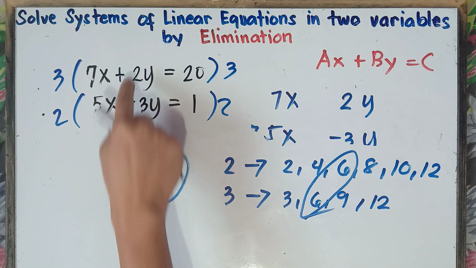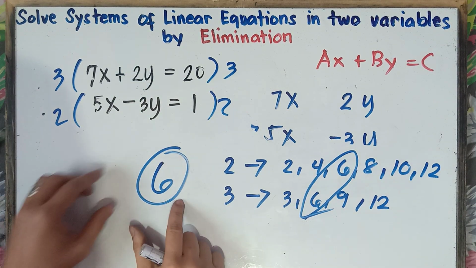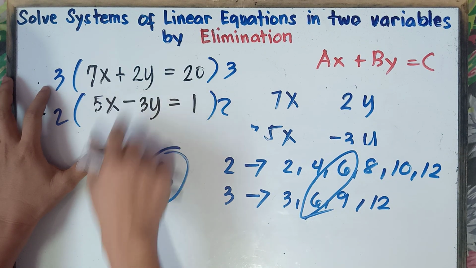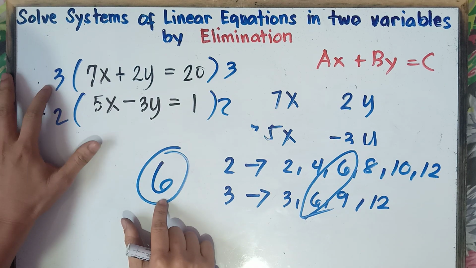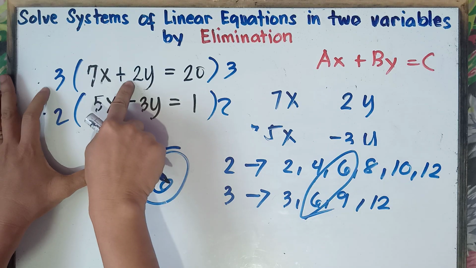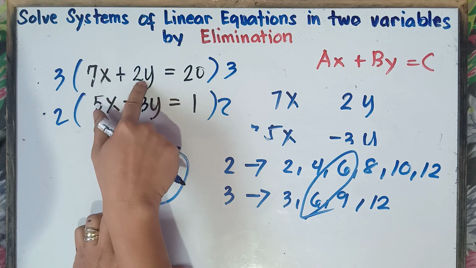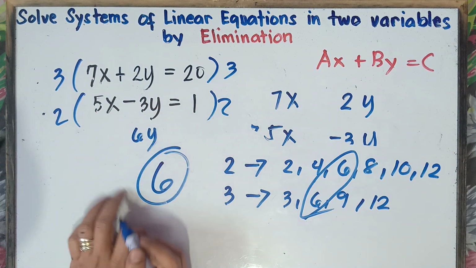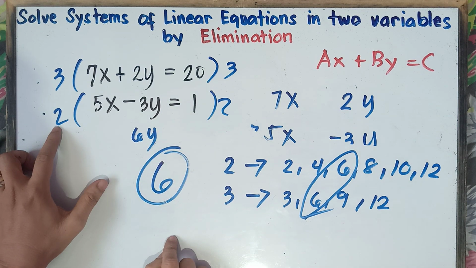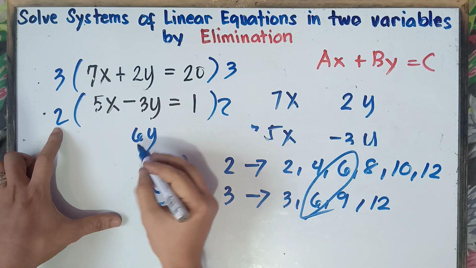Now, how do you make this one become 6? You multiply this one by positive 3. Since this is positive 2y, simply multiply by positive 3, because 3 times positive 2y would be positive 6y, right? Once again, 3 times positive 2y would be positive 6y. Now, to make this one become negative 6y, simply multiply this one by positive 2, because 2 times negative 3y would be negative 6y.